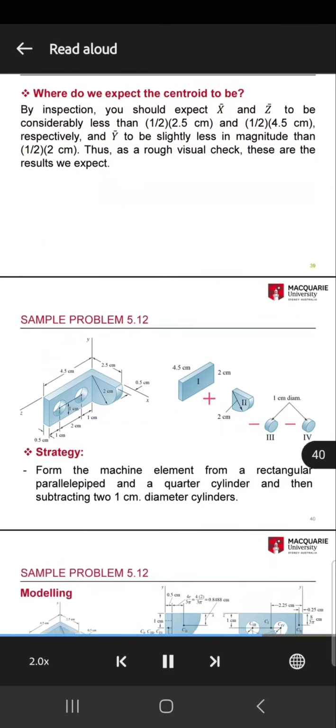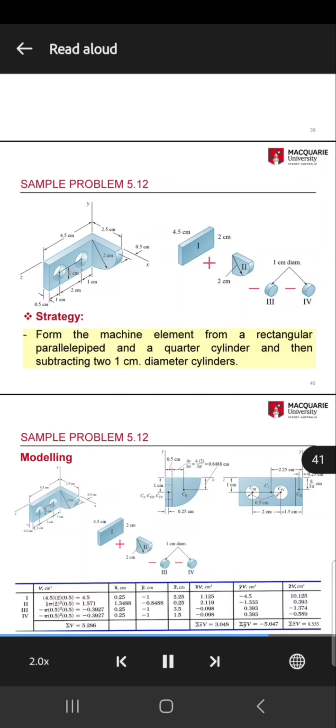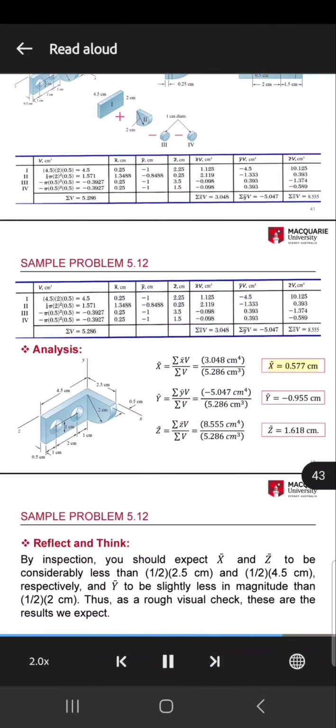Thus, as a rough visual check, these are the results we expect. Strategy: form the machine element from a rectangular parallelepiped and the first cylinder, and subtract the 2 centimeter diameter cylinders. Modeling and analysis: X-bar equals 0.577 centimeters. Rectangle: x equals 0.577 centimeters.